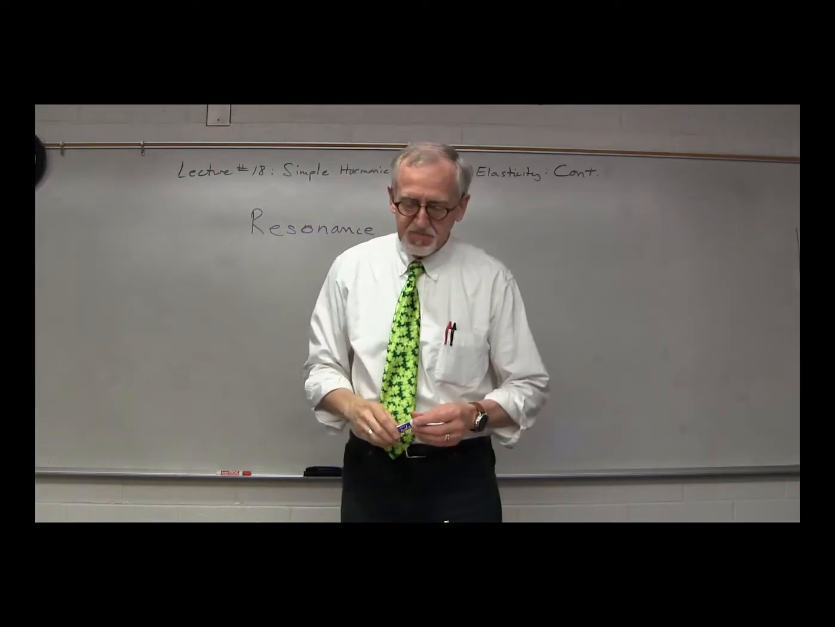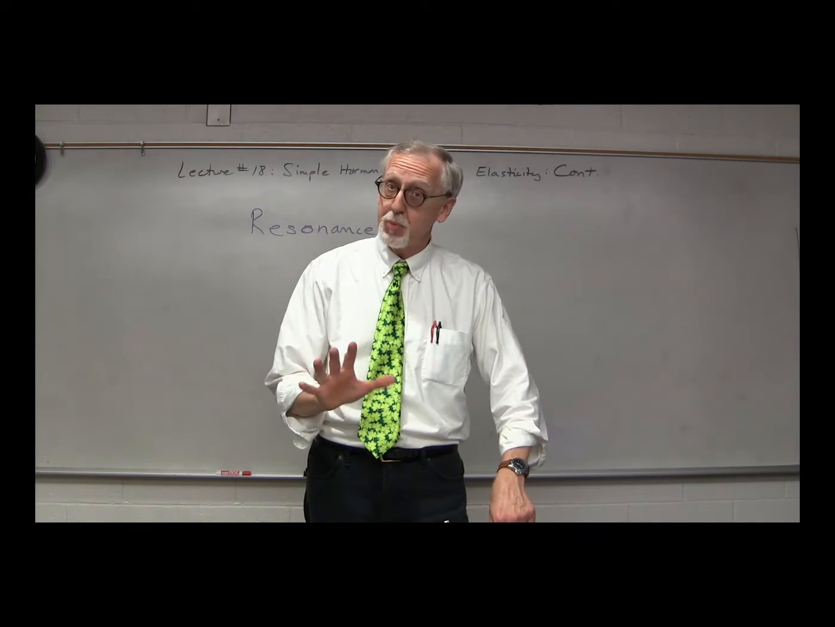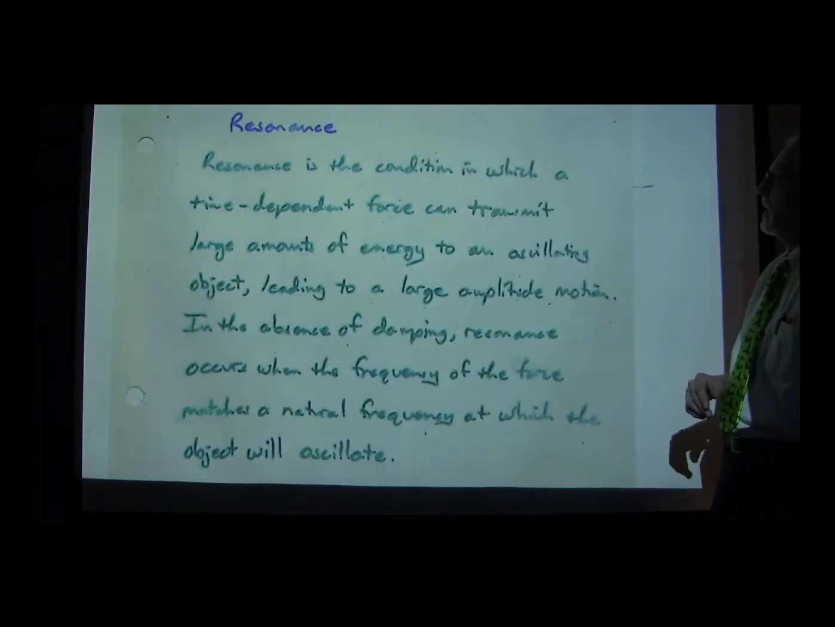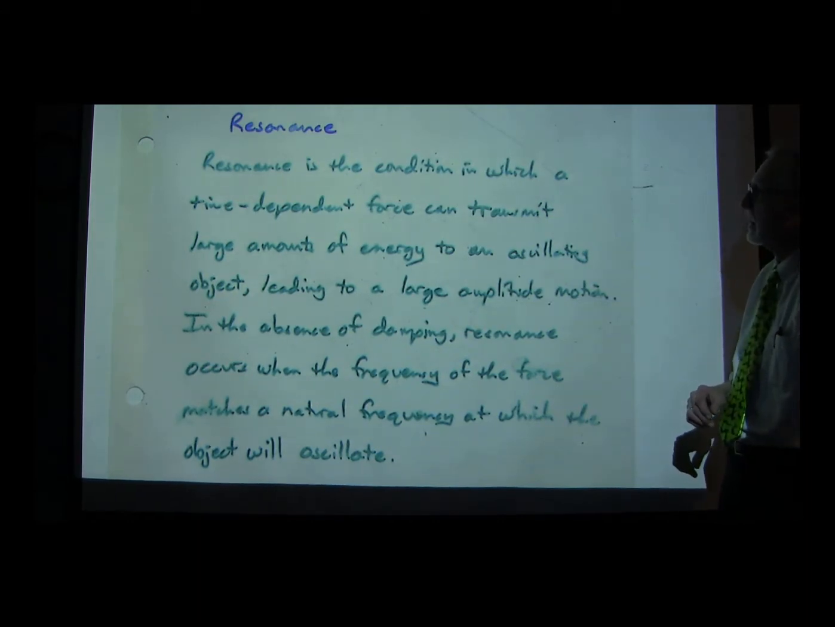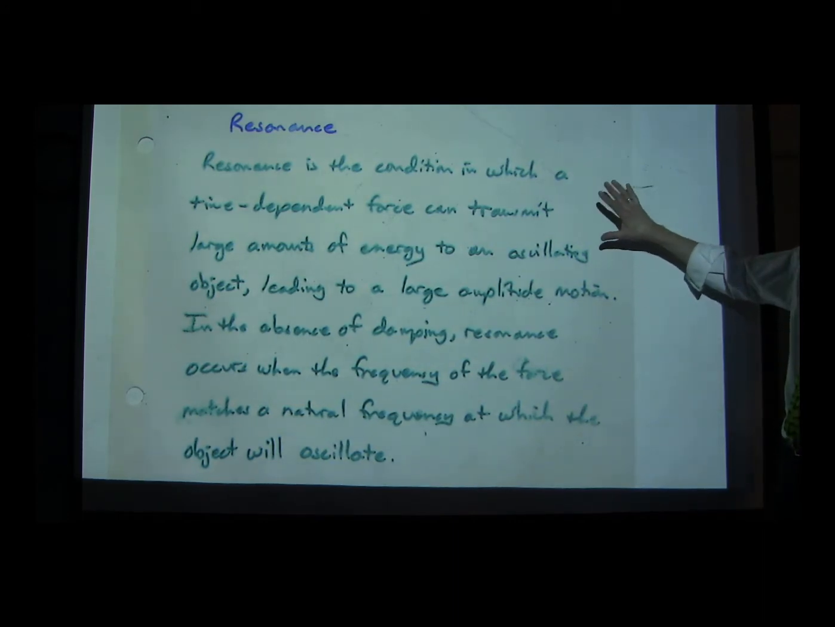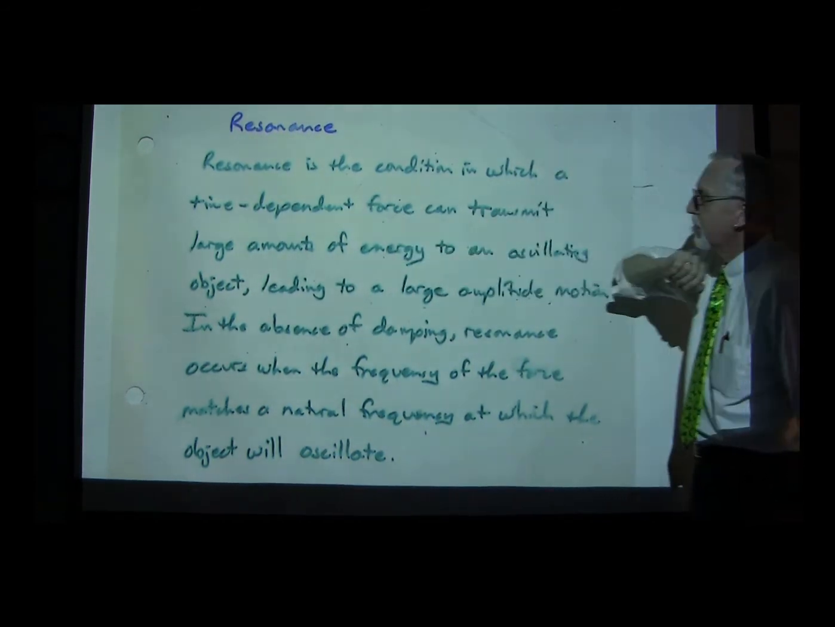Now, let me put up a kind of a textbook definition of resonance, and then we'll take a look at a very, very important example. Resonance is the condition in which a time-dependent force can transmit large amounts of energy to an oscillating object, leading to a large amplitude motion. In the absence of damping, resonance occurs when the frequency of the force matches a natural frequency at which the object will oscillate. So, very much like pushing the child on a swing, what frequency do you push? What is the frequency of your time-dependent force?